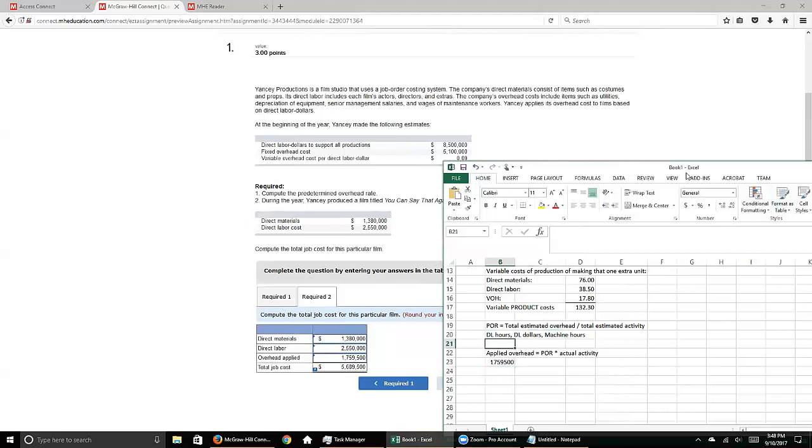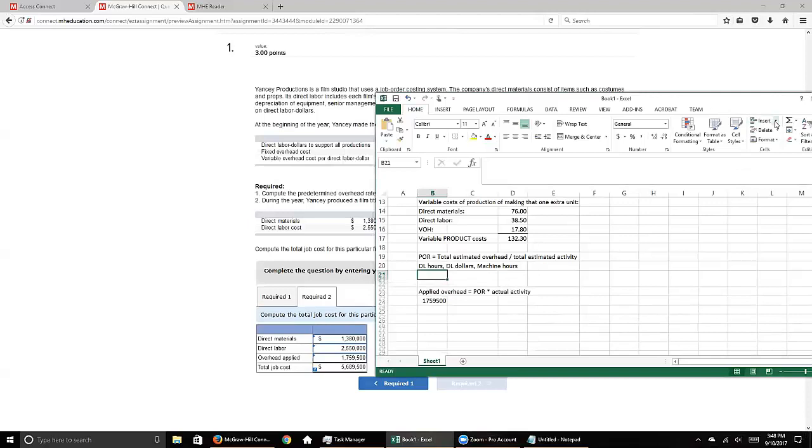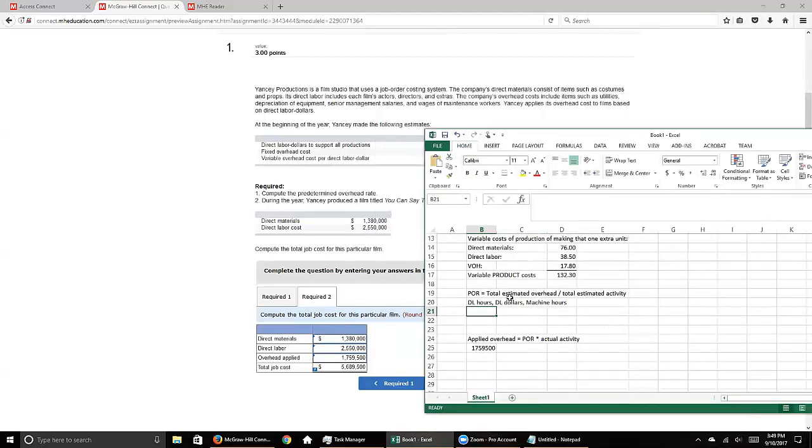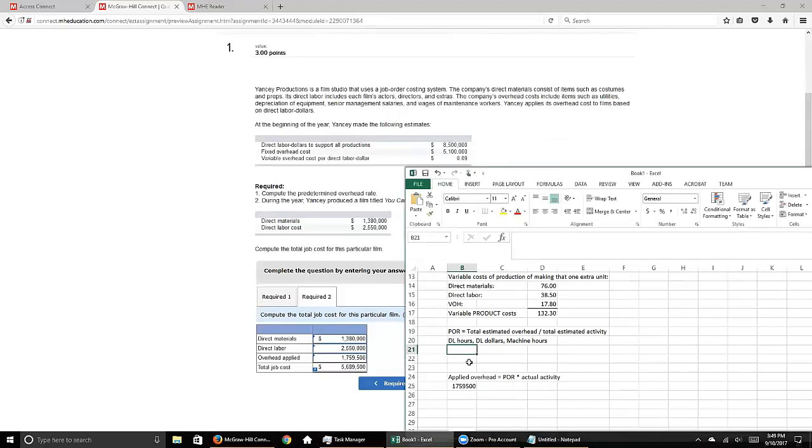So let me just insert a quick row here, or a couple. So yeah, predetermined overhead rate, always our total estimated overhead divided by that total estimated activity. Here, our total estimated overhead, we had to do one intermediate calculation to come up with. So we had fixed overhead of 5,100,000, and we knew that our variable overhead was going to be 9 cents per direct labor dollar to support all productions.